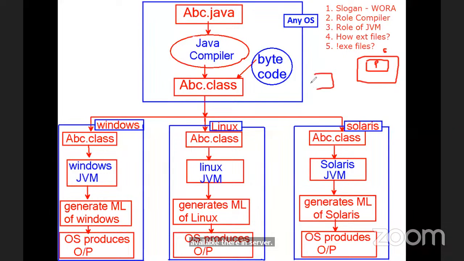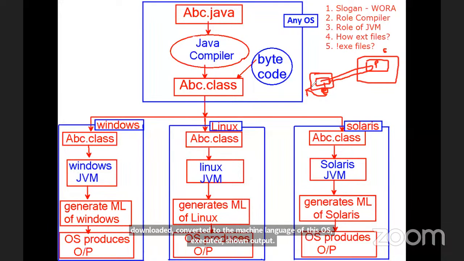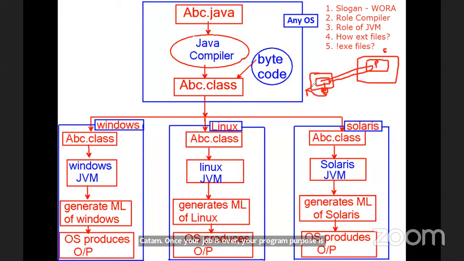Then you open your computer, and the browser opens. Now you are accessing this program. The program is downloaded, converted to the machine language of this OS, executed, and the output is shown. Finished. Once your job is over, the program's purpose is completed. Suppose the generated machine language exe file is created on the client computer.